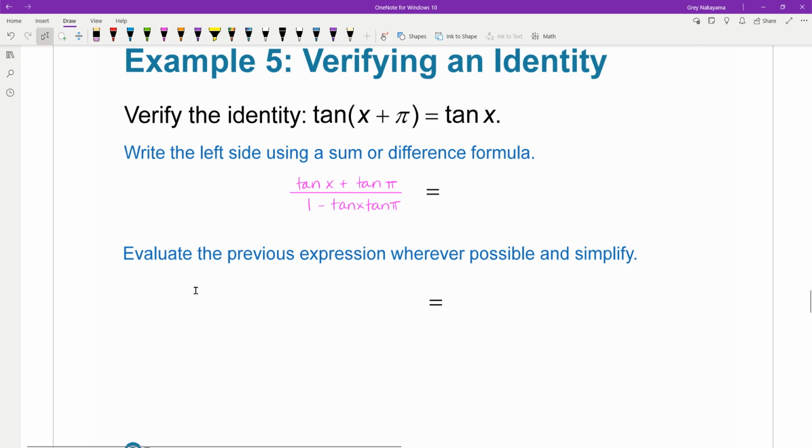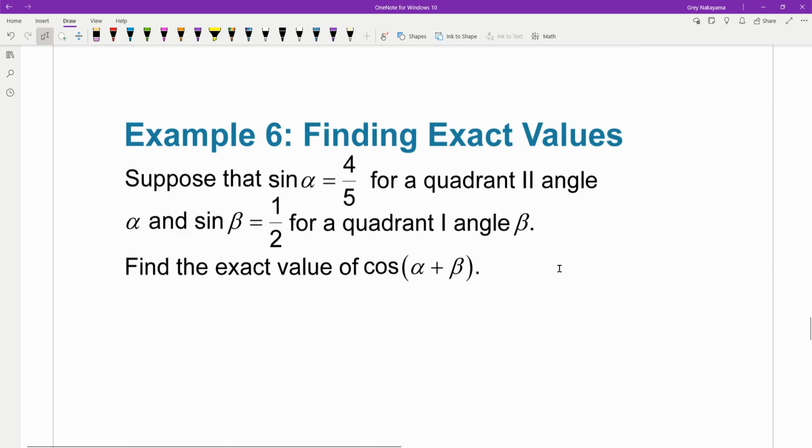And then it says, evaluate that previous expression where possible and simplify. So the reason they said where possible is because there's a pi in here and it's not a variable. And we know that the tangent of pi is equal to 0. So everywhere I have a tangent of pi, that's 0. And this is 0. And 0 means that whole thing is 0. So I have only a 1 on the bottom and only a tangent on the top. So I have tangent of x is equal to tangent of x. But you just have to show the work. That's all you have to do to verify that identity.